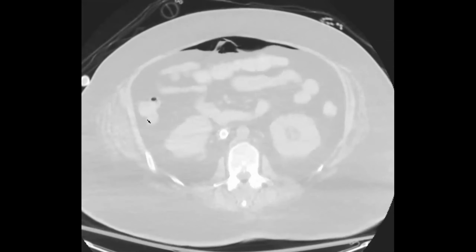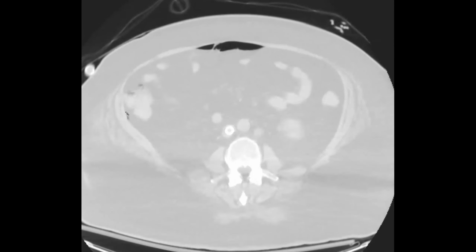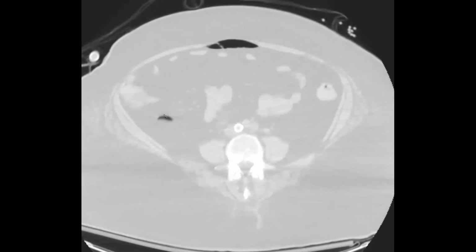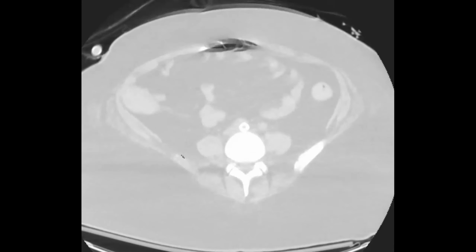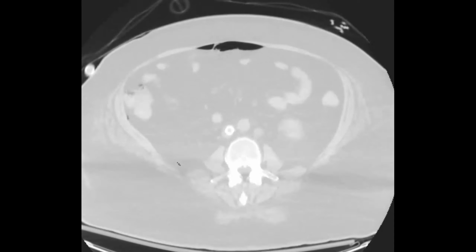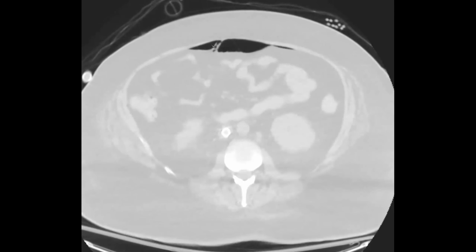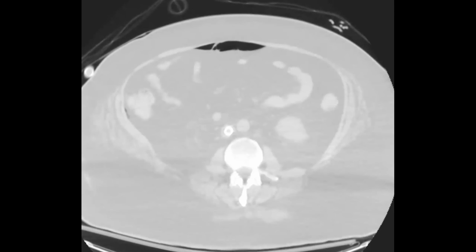And it can also dissect into the retroperitoneum. So you can see there's a little bit here. So these fascial planes, see right here in the anterior pararenal space. The air can really travel along some of these fascial planes.